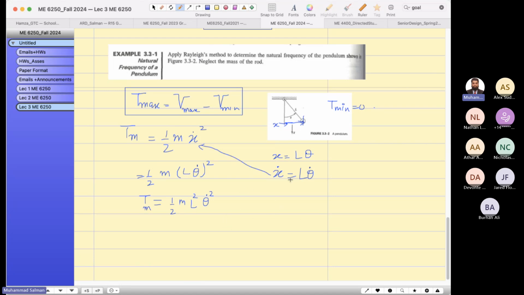There are two types. In this case, the potential energy minimum: suppose this is my datum line. So V min is also zero in this case. So this goes to zero.